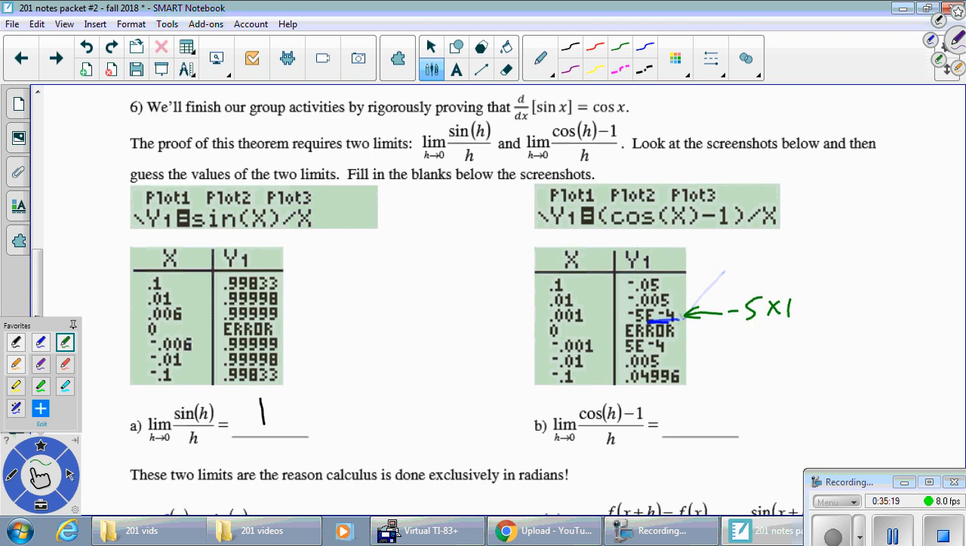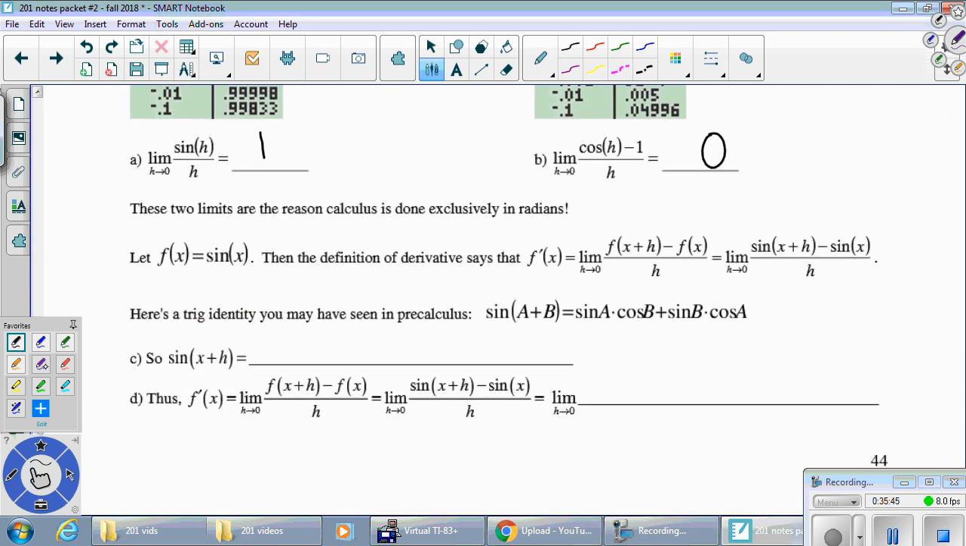negative 5 times 10 to the negative 4, which means take that decimal point and move it 4 places to the left. So negative 0.0005 is there. And then we're just making our guess what appears to be happening to these numbers. Well, it sure looks like they are heading to 0. And again, it's not a rigorous proof, but evidence that perhaps this limit is exactly 0. It turns out it is.